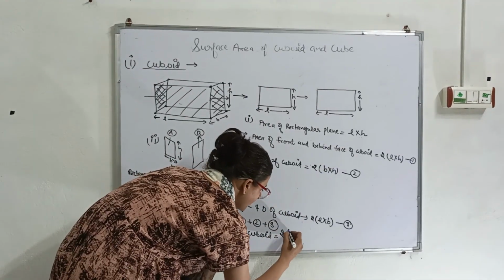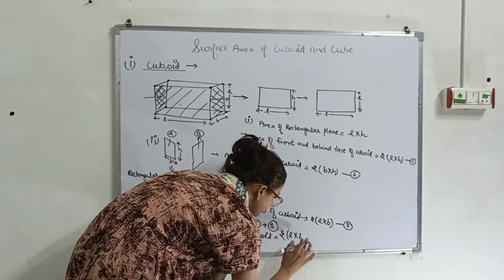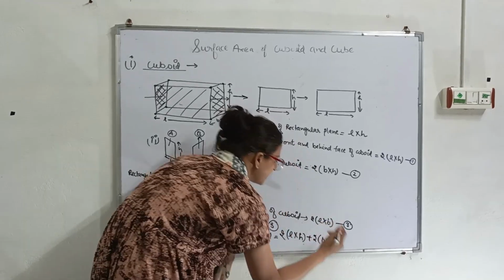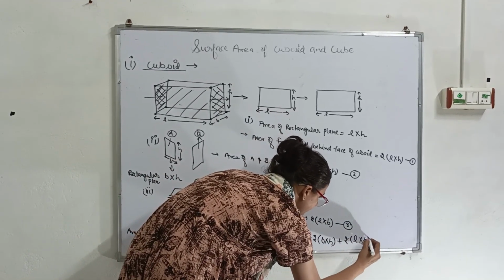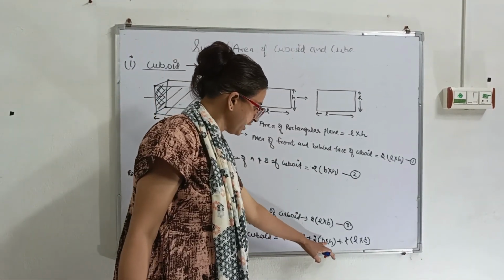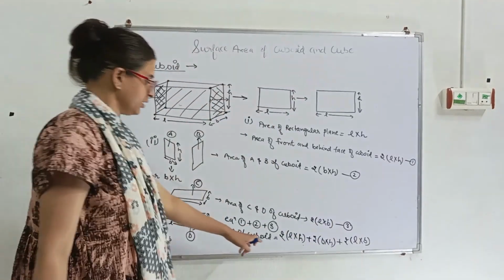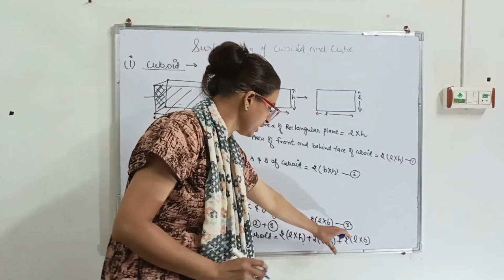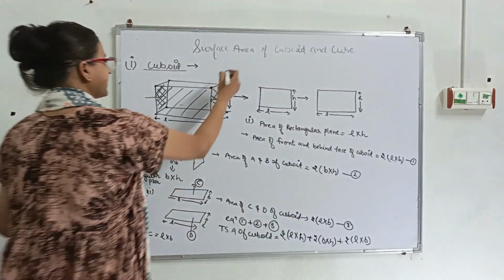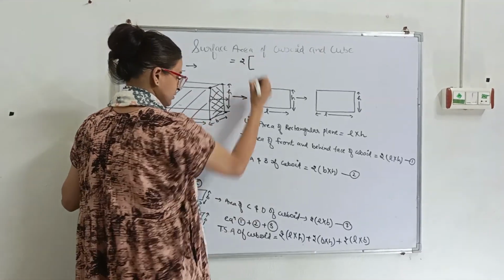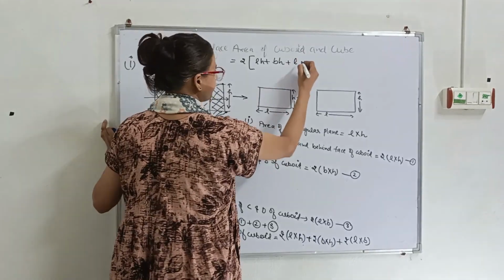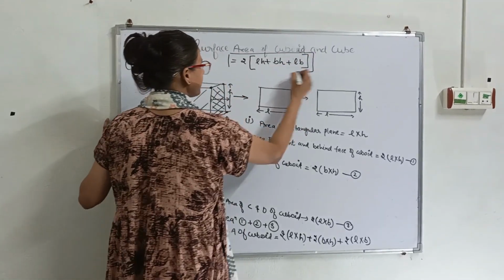This is 2 into L into H, plus equation number 2 is what? 2 into B into H. And third is what? 2 into L into B. So we already found 2 into L into H, 2 into B into H and 2 into L into B. But 2 is common. So we will take it outside and these terms we can take in one form. So like this, 2 times L into H plus B into H plus L into B. So this is the surface area of the cuboid.